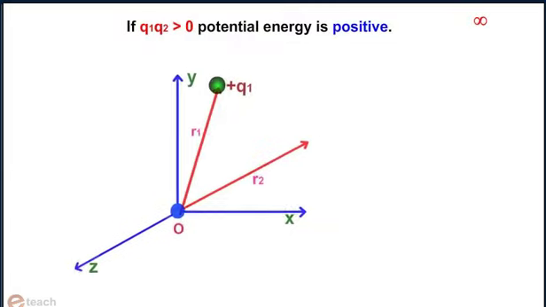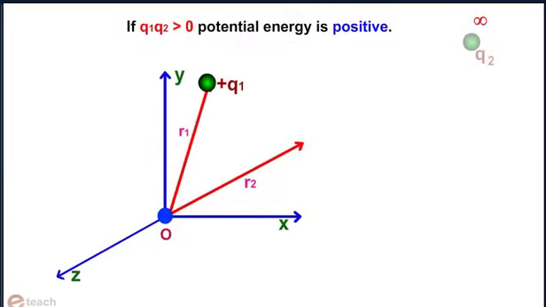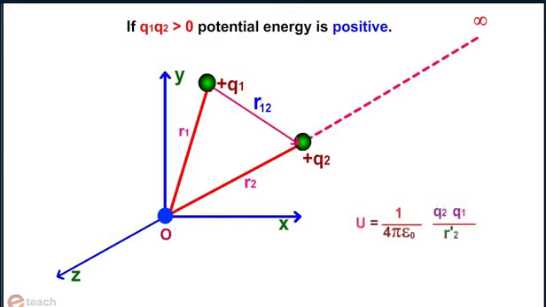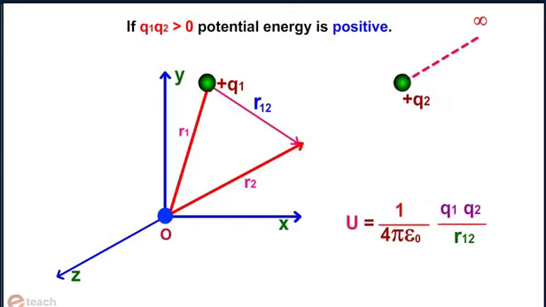If q1 q2 is greater than 0, then potential energy is positive. Let us consider the case when both the charges are positive. Then, in mathematical form, potential energy can be written as 1 by 4 pi epsilon naught q1 q2 by r'2. Since q1 and q2 are positive and r'2 cannot be negative, hence potential energy is positive.